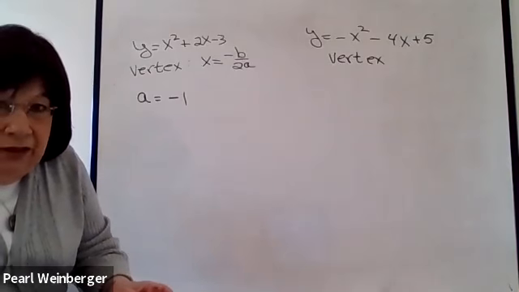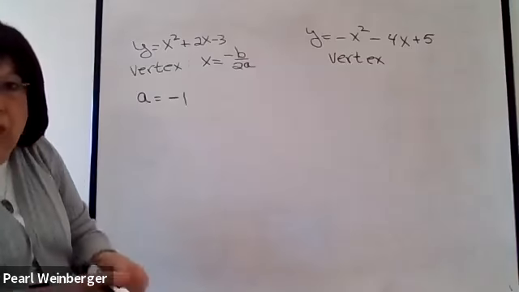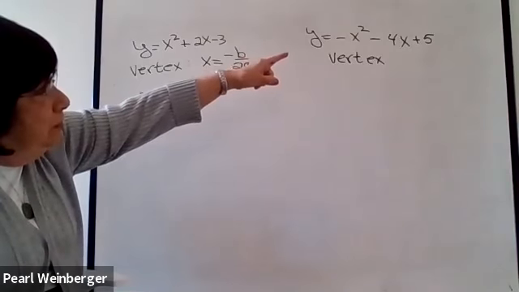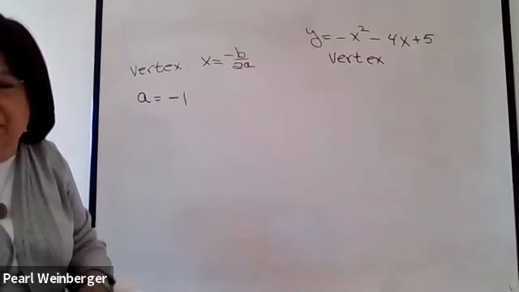Wait, sorry. How is A -1? Because it's negative X squared. Look at it. But aren't those two different problems? We're doing y equals negative X squared minus 4x plus 5. I think you're talking about the first one, the y equals X squared. Oh, that one, I'm sorry, I should erase that. That was the one we did before. Sorry, I forgot that it was still on the board.